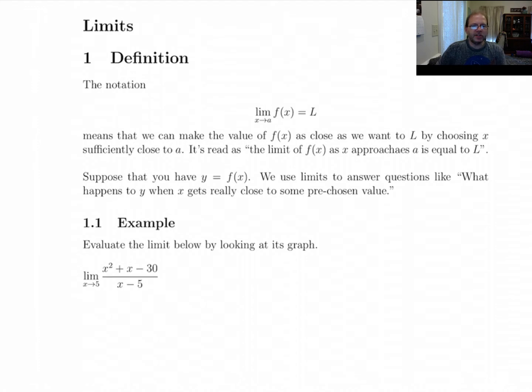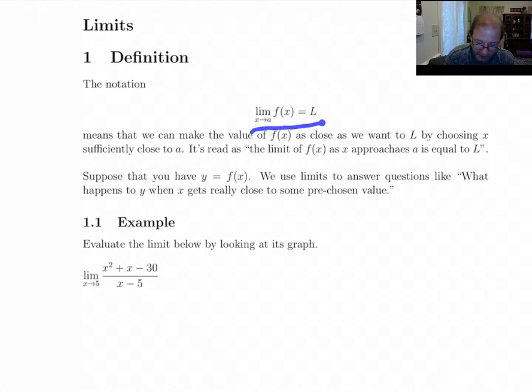First up, the definition. When we write out this notation here, this is read as the limit of f of x as x approaches a is equal to L. And what this means is we can make the value of the function f as close as we want to L by taking x to be sufficiently close to this number a. We use this to answer questions like what happens to the function value y when x gets really close to some pre-chosen value.